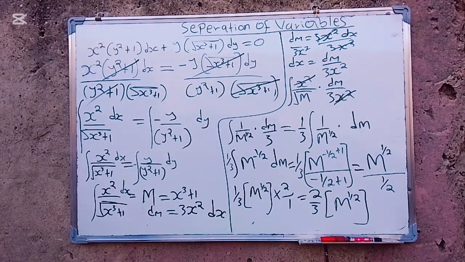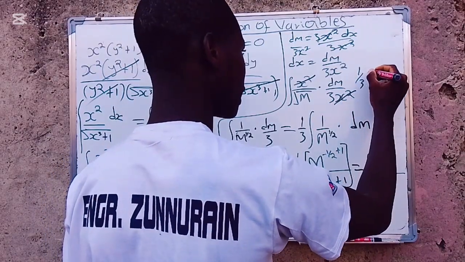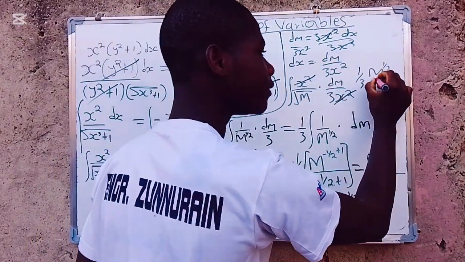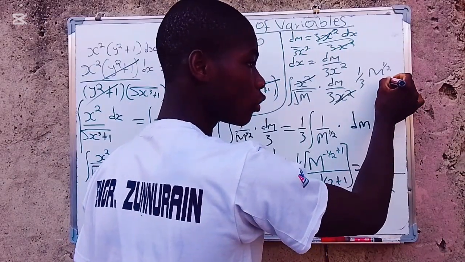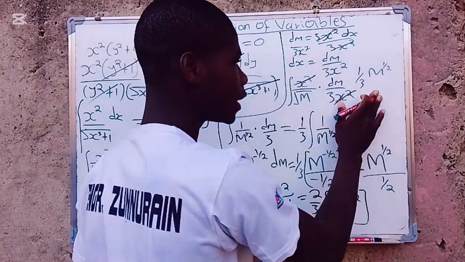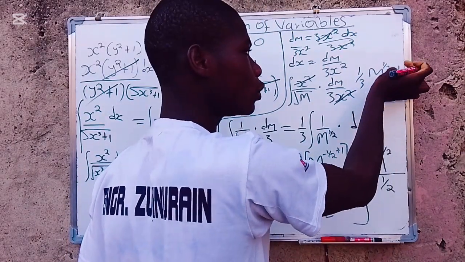Did you all agree? If I said 1 over 3 and then I should say m to the power of a half, divide by what? Divide by the value of 1 over 2 as usual. So if I say divide by the value of 1 over 2, I have to do the reciprocal.